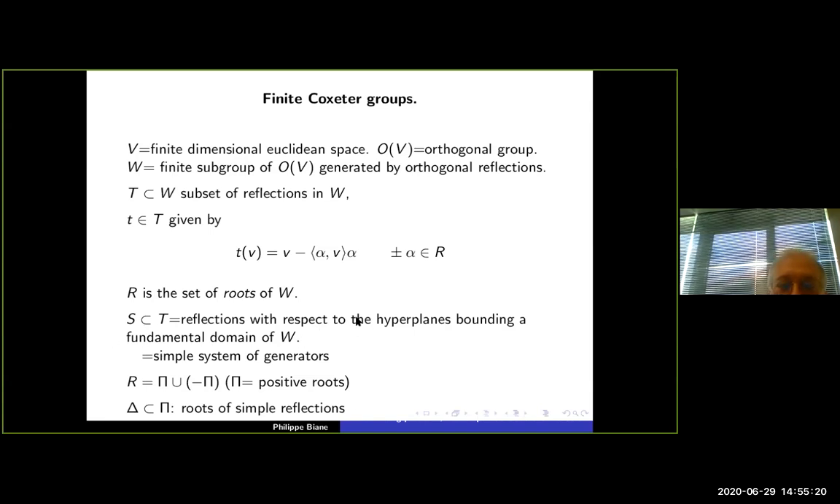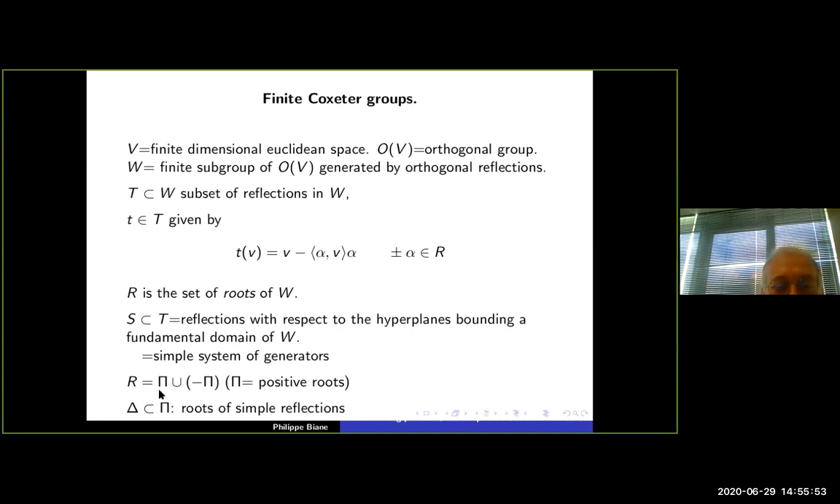That is, every point corresponds, through the action of W, to a unique point in this cone. So the hyperplanes which bound this fundamental domain form what is called a simple system of generators. I will give you a very explicit example, in this case of the symmetric group, if you are not familiar with that. Very soon. So the set of roots corresponds to two subsets of roots.